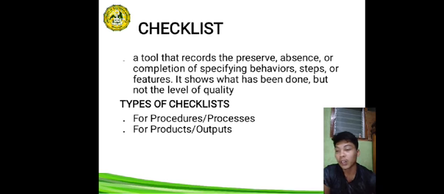Checklist is a list of items, steps, or criteria used to ensure that all parts of a process or product or task are completed correctly and consistently. There are two types of checklist, the checklist for procedures or processes and the checklist for product or output.